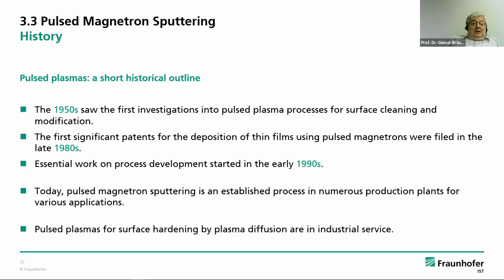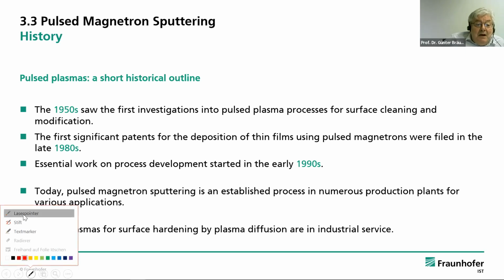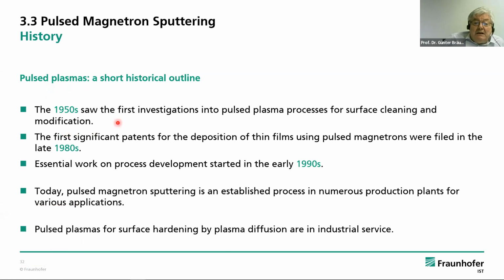We have no time to talk about the benefits and disadvantages of RF sputtering, but now I want to move to pulsed magnetron sputtering. And pulsed plasmas are not so new, as you see. Even in the 1950s, they made first investigations on pulsed plasma processes for surface cleaning and modification. And then it was quiet a long time. And first significant patents for the deposition of thin films using pulsed magnetrons were filed in the late 1980s.